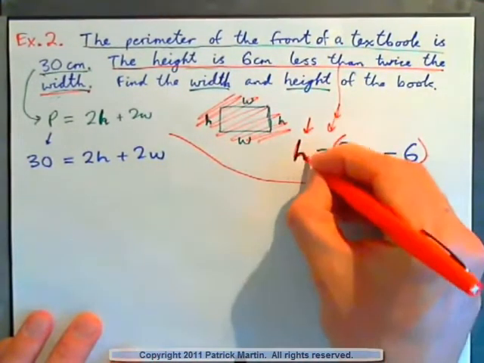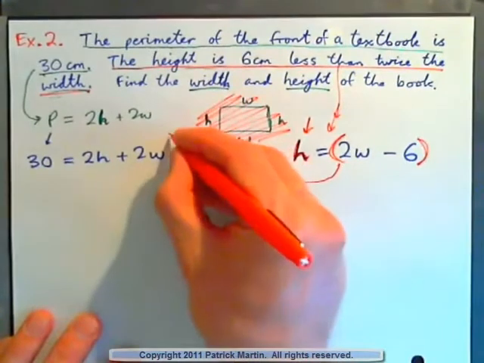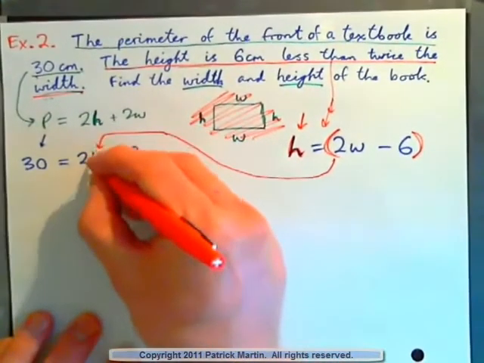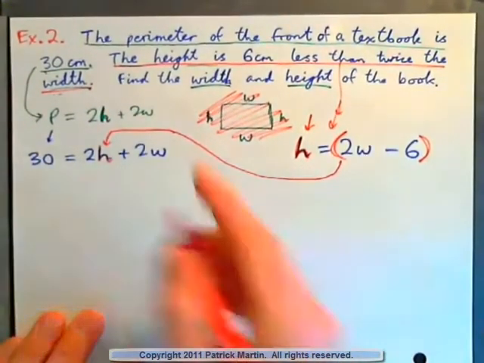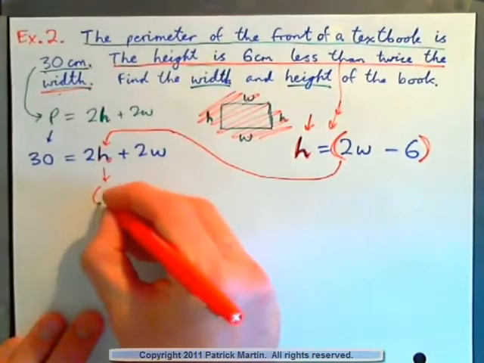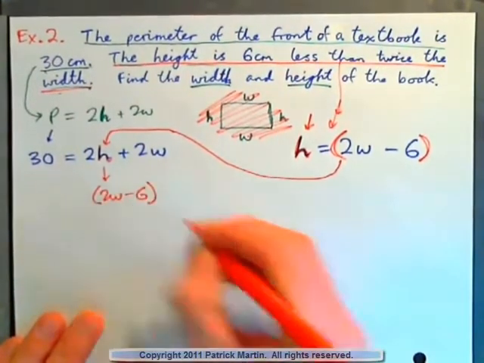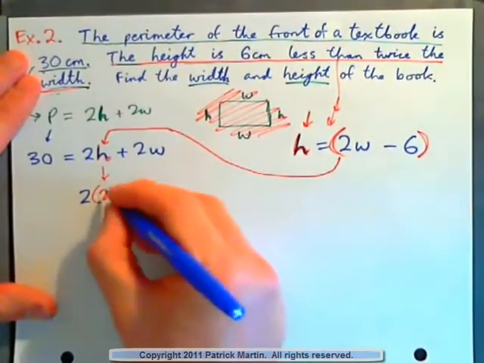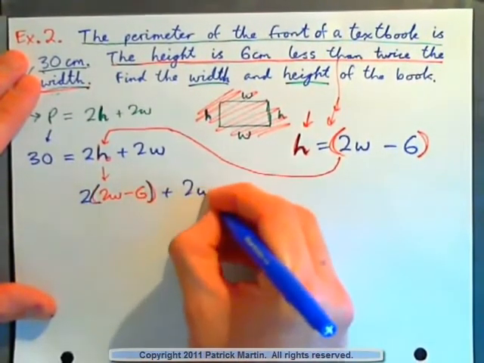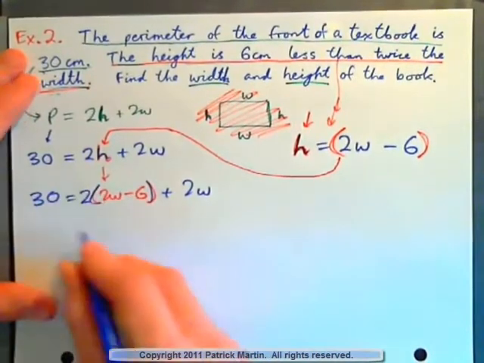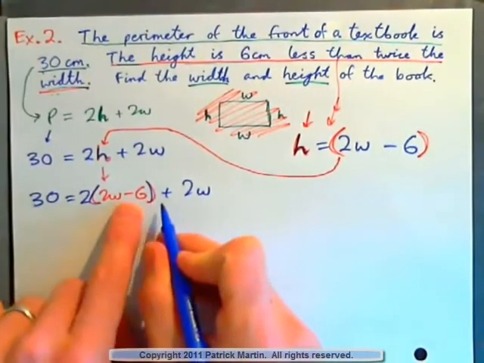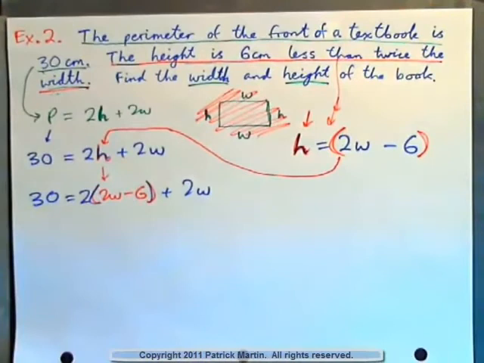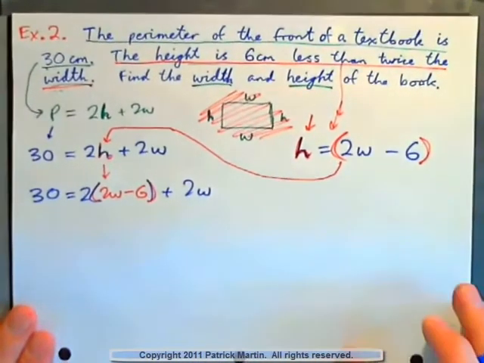Well, we have H equals this thing, so that thing gets plugged in for H, right? So in place of H, we put 2W minus 6, and then we rewrite this whole equation. It's 2 times H plus 2W, so it's 30 equals 2 times this thing plus 2W, and then we solve it. So if you haven't done it so far, press pause on the video and solve that.